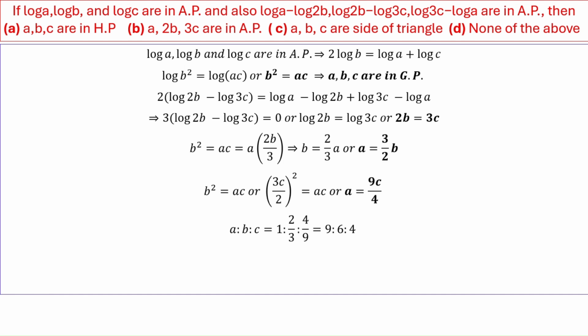So from this we can derive something. If you call them 9x, 6x and 4x as sides, then 9x is less than 6x plus 4x, 6x is less than 9x plus 4x, 4x is less than 9x plus 6x, right? Which is a property of a triangle. The sum of two sides is always greater than the third side, which is the property of a triangle. So that means C is the right answer.